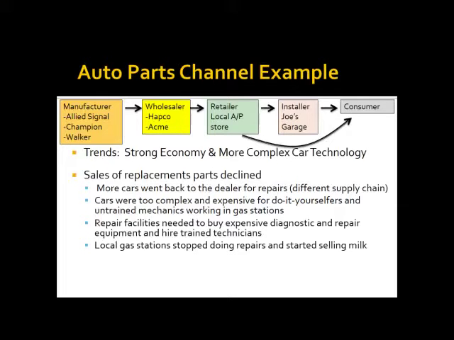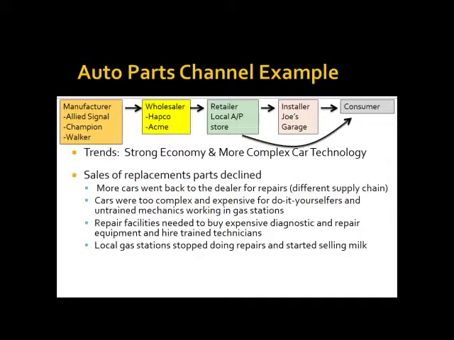So in the 1980s, this channel was doing fine. Manufacturers knew what they would sell it for, wholesalers knew what they'd buy it for, the retailers knew what the wholesaler paid and what their price would be, the installers had good expectations of how much their parts would cost, and everything was fine. Everybody was doing pretty well. There was very little conflict. And then a couple of things happened.